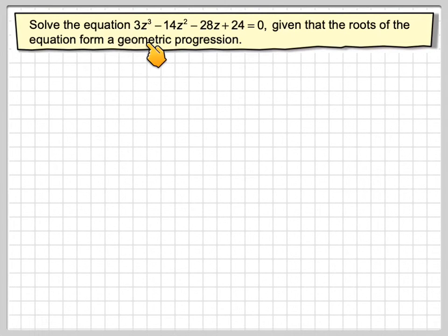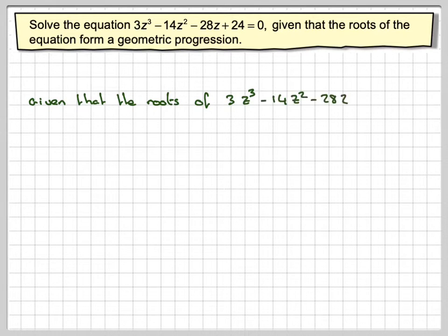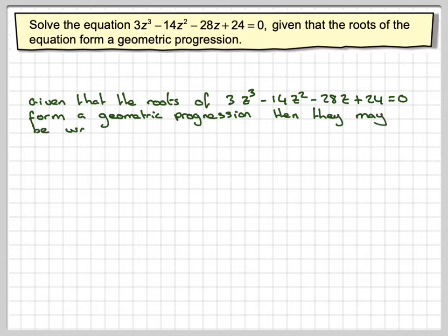Solve the equation 3z cubed minus 14z squared minus 28z plus 24 is equal to 0, given that the roots of the equation form a geometric progression. So, given that the roots of this equation form a geometric progression, these roots could be written as a over r, a, ar.